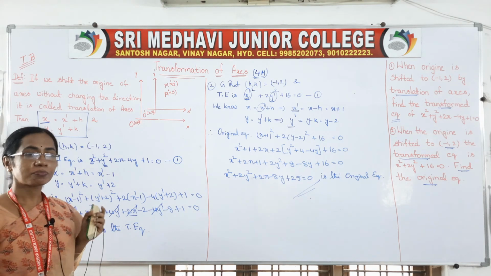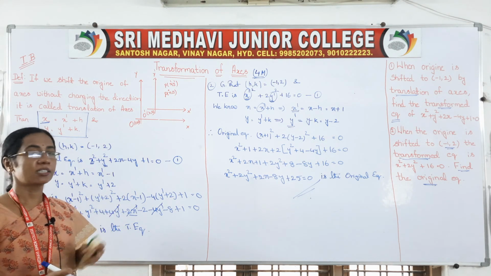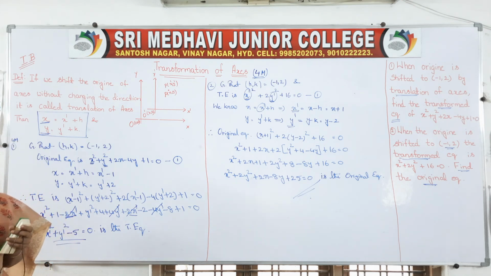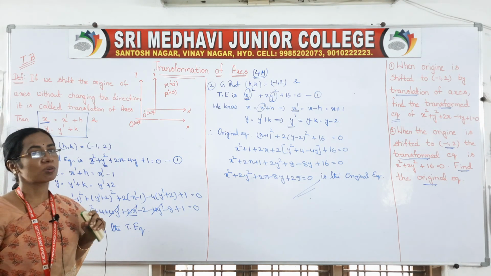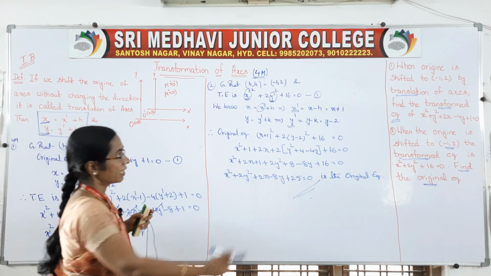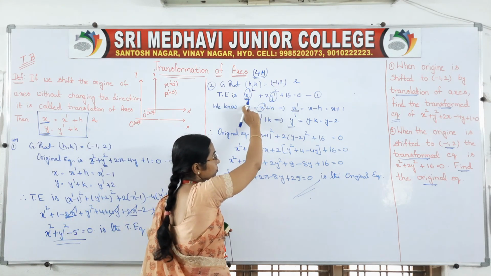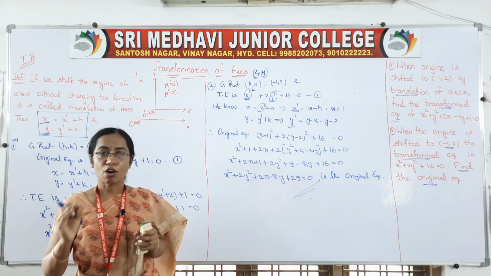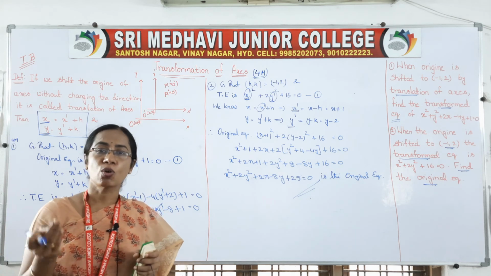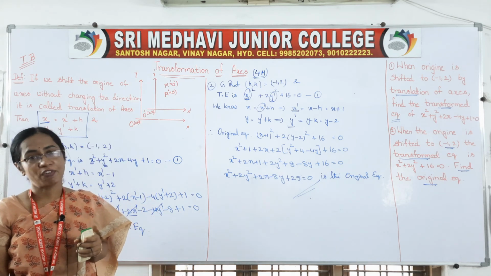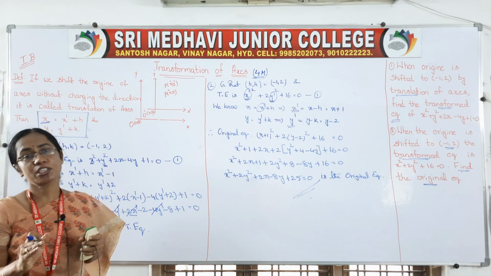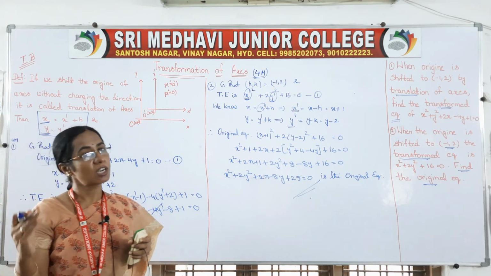Okay, so I think you got these 2 points, right? Whenever in the question a transformed equation is given, try to write your equation in terms of x dash and y dash. After the transformation, the coordinates become x dash, y dash. Automatically, the equation also becomes in terms of x dash, y dash.